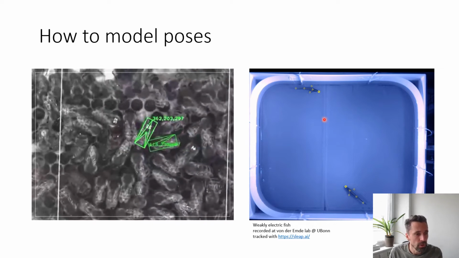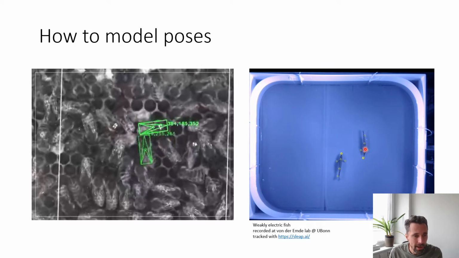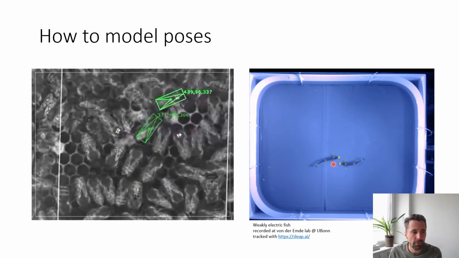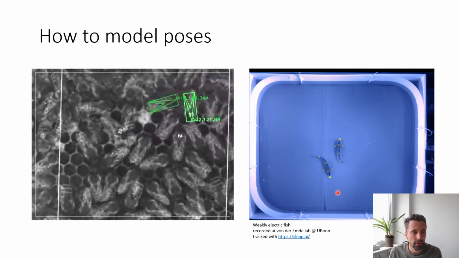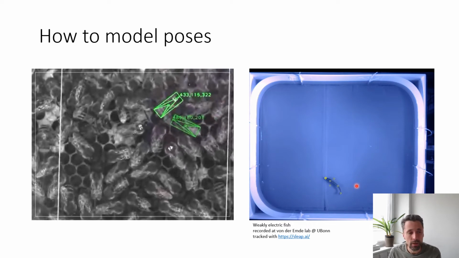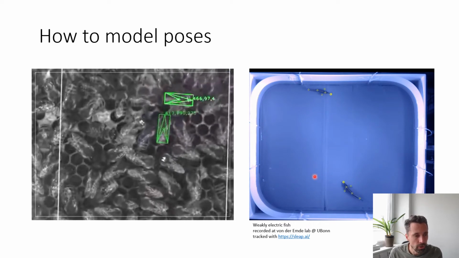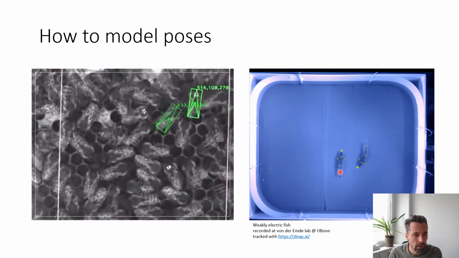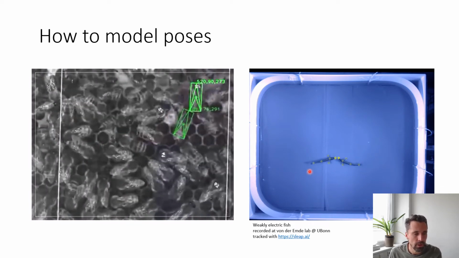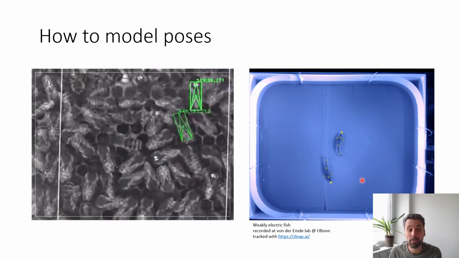The pose of those weakly electric fish consists of 6 positions of features, of landmarks that we can find on the animal, again in 2D. So the nose, the center body, and then those fin positions. So 6 positions times 2 is a 12-dimensional state space.